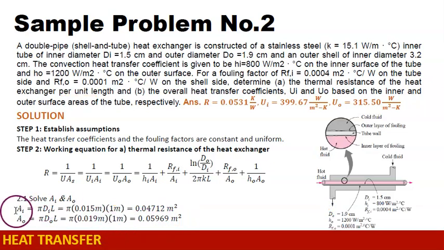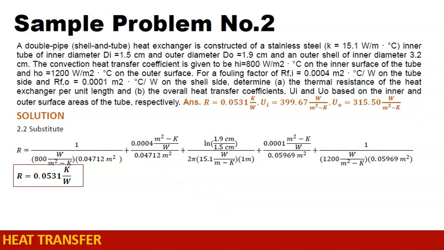So we substitute all the present data that we have, as well as AI and AO, to solve for the thermal resistance. That's why our thermal resistance is 0.0531 Kelvin per watt. Take note that the effect of thermal resistance is to decrease the heat transfer coefficient. So this is related to the overall heat transfer coefficient.